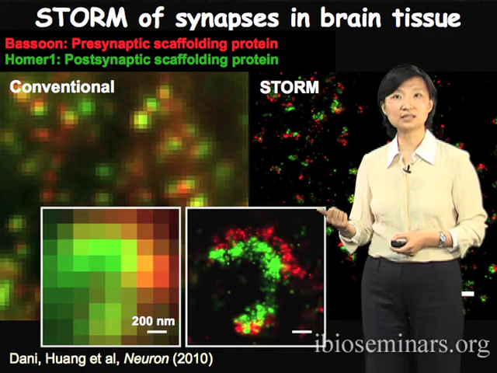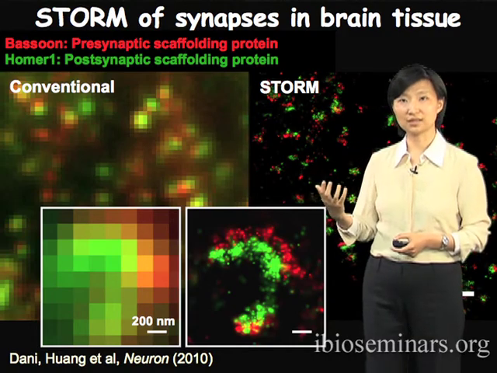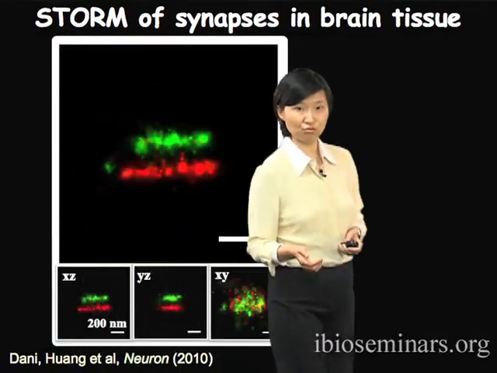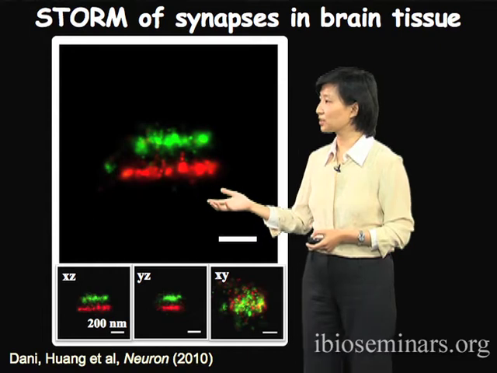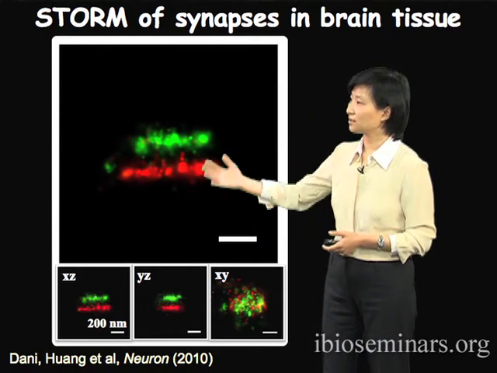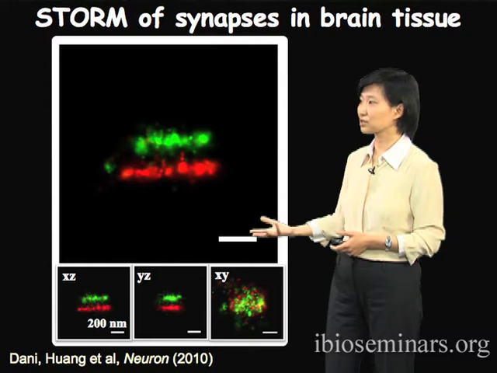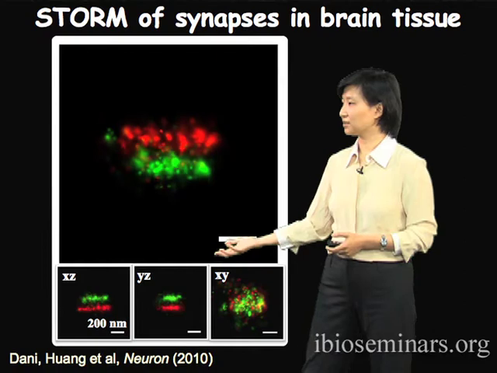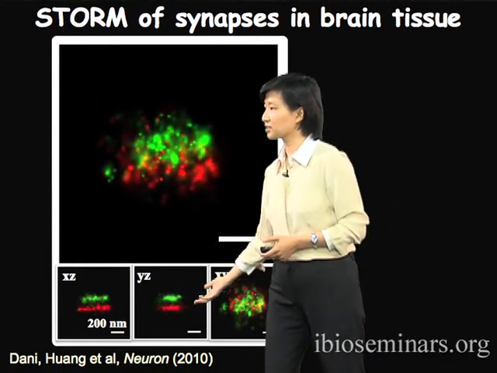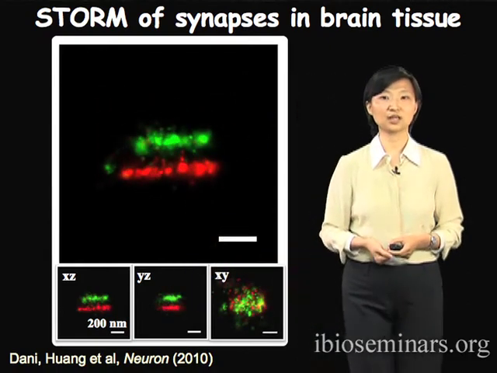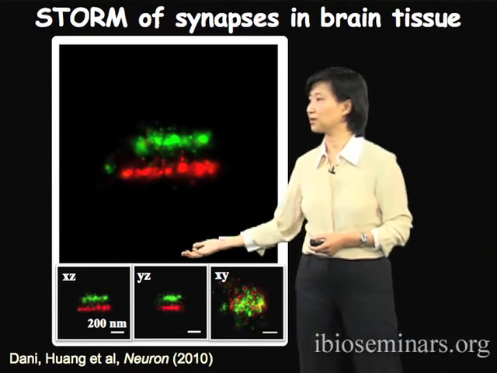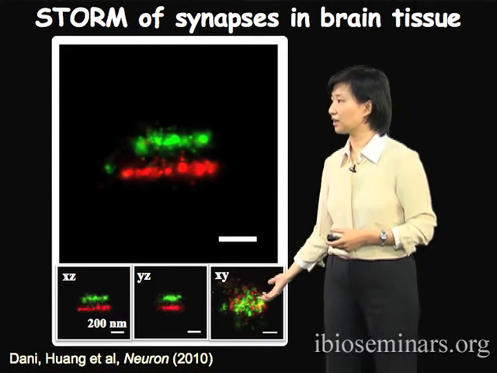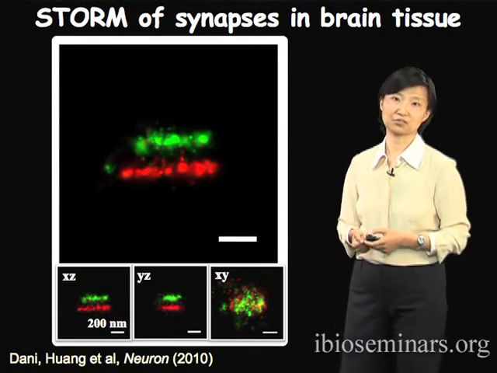Now, because this is a three-dimensional imaging method, you can see the separation of these two structures even more clearly in this movie that rotates and shows you the 3D perspective of this structure. In the cross-section view, you can see the clear separation of the presynaptic scaffolding protein and postsynaptic scaffolding protein, separated by the synaptic cleft. And here is the en face view showing you how they are distributed laterally.